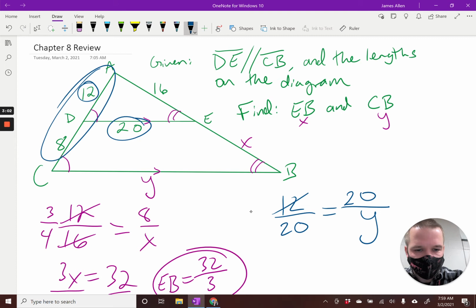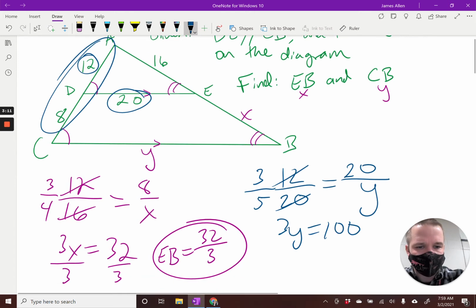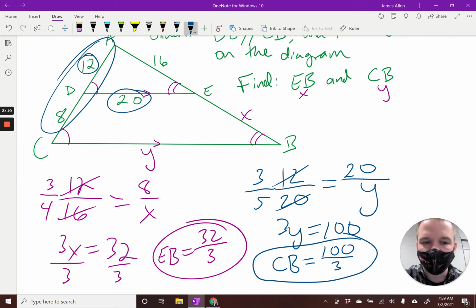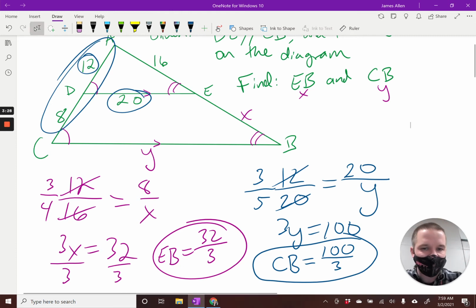Let me simplify first. If I divide by 4, I get 3 over 5. So I'm going to get 3y equals 100. So that means that y, which is CB, is going to be 100 over 3. Cannot reduce that. I've solved for both. We're good to go. Awesome. Wonderful. Just keep that one common mistake in mind there. Don't use the side splitter theorem when we're dealing with the bases. Okay, we have to think about it as similar triangles.